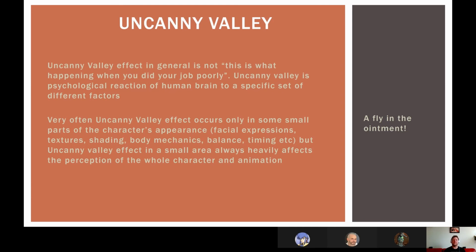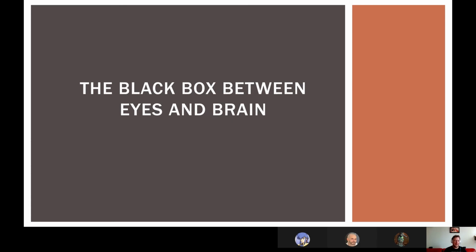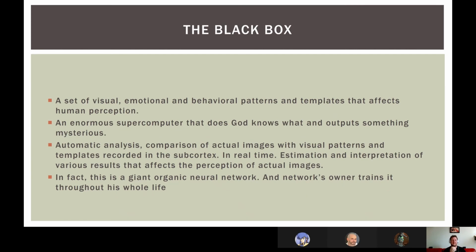It's literally a fly in the ointment. Something small makes something big look bad, not because the big something is bad, but because the small something is bad. And here we are, the black box between eyes and brain. So basically, what we're seeing is not what our eyes are seeing. So what is the black box between the eyes and the brain?